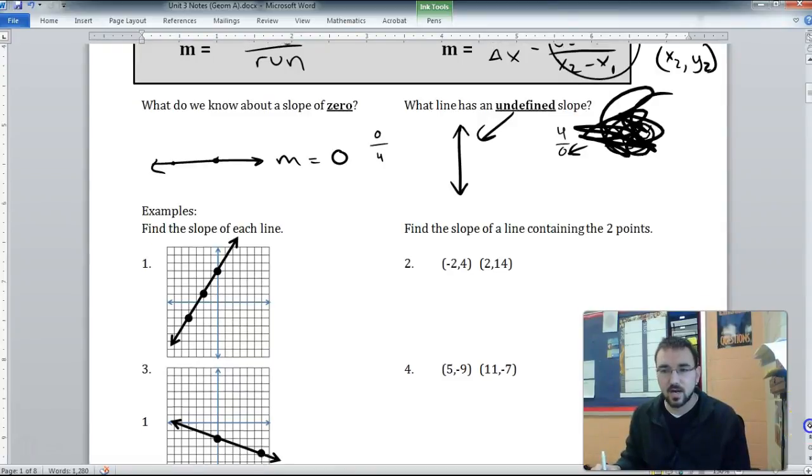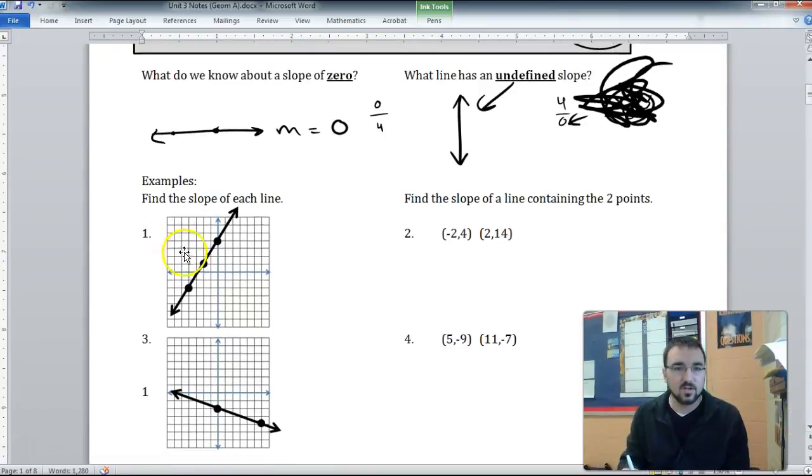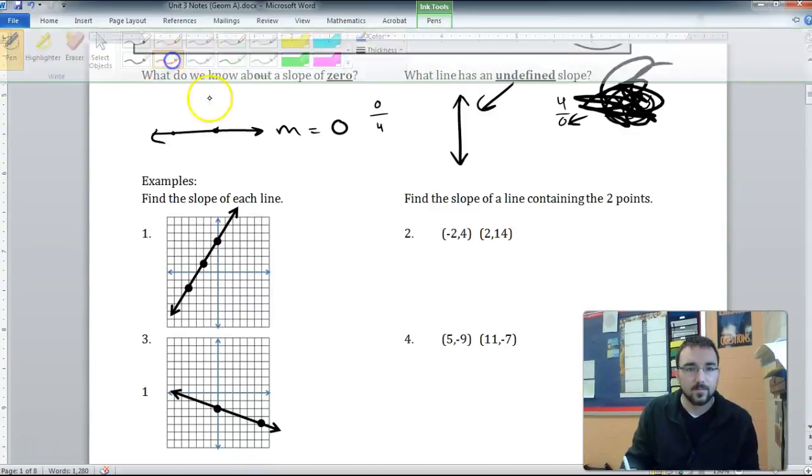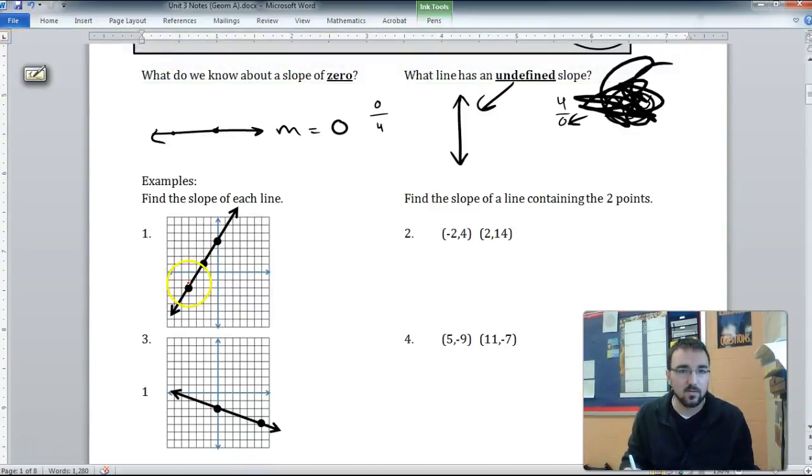All right, continuing on. Let's actually put this into practice real quick. So if I find the slope of each line, we can look at this graph over here. And we're going to count rise over run. So we're going to go up 1, 2, 3 over 2. So this is a slope of 3 over 2.